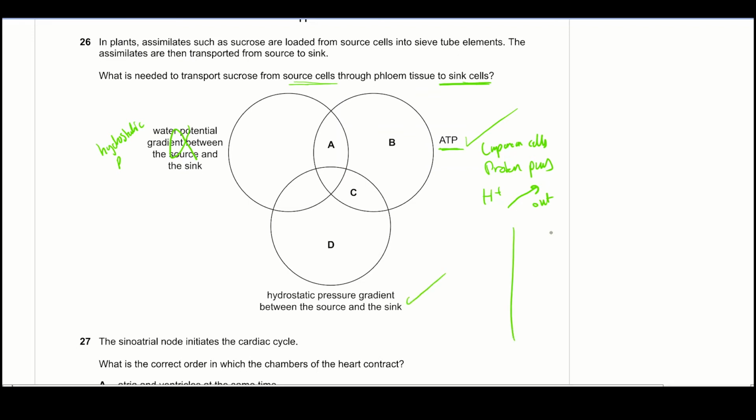So sucrose moves from higher hydrostatic pressure to lower hydrostatic pressure. The reason for the hydrostatic pressure buildup is that at the source, there's a higher concentration of sucrose. Therefore, water goes into the phloem sieve tube element by osmosis down the water potential gradient. Therefore, there's an increased pressure at the source and it moves down to the sink via the hydrostatic pressure gradient. So this is also going to be correct. So the answer is going to be C.